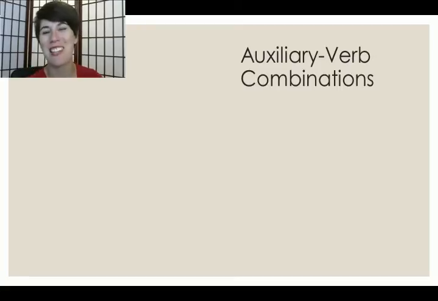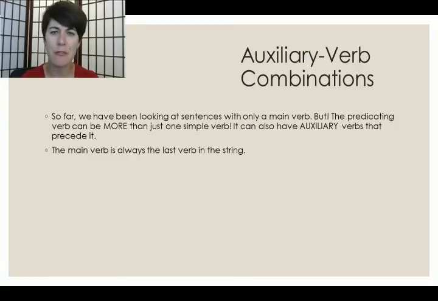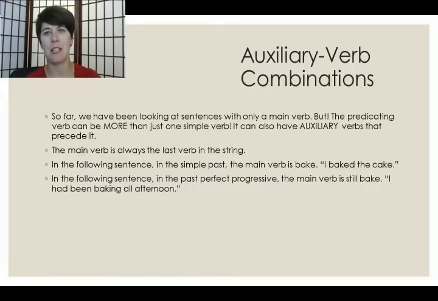Let's talk about auxiliary verbs. So far we've been looking at sentences with just a main verb, but the predicating verb can be more than just one simple verb. It can also have what we call auxiliary verbs, that's have and be, that precede it. The main verb is always the last verb in the string. So in the simple past, in this sentence, the main verb is bake. I baked the cake. In this sentence, using the past perfect progressive, the main verb is still going to be bake. I had been baking all afternoon.